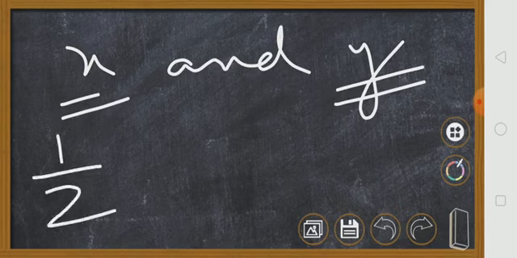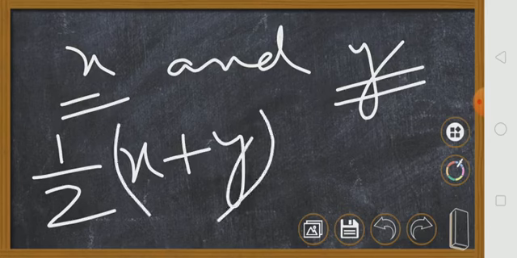You will get half of x plus y. This formula you will use. Half of x plus y, so you will get one rational number between them. But if you have to find many rational numbers, let's say n rational numbers between x and y, where n means any number, let's say 2, 3, 4, 5, let's say 10 rational numbers.